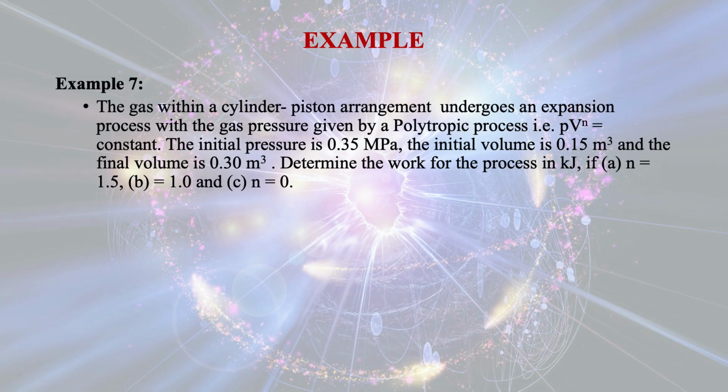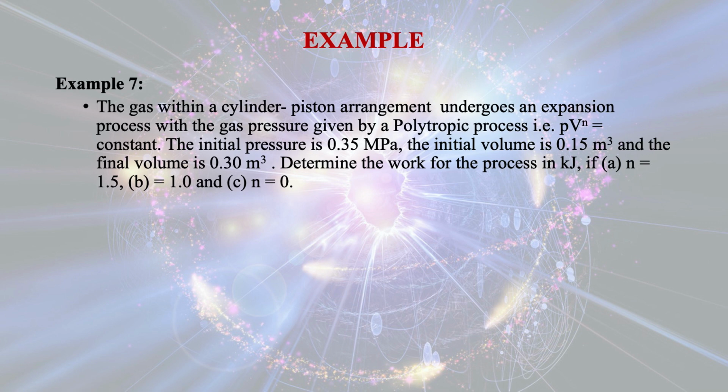Here we have to do it for three cases; first think of n equal to 1.5. It is a polytropic process. So for the polytropic process we must know the final pressure, that is P2. So how to calculate P2?